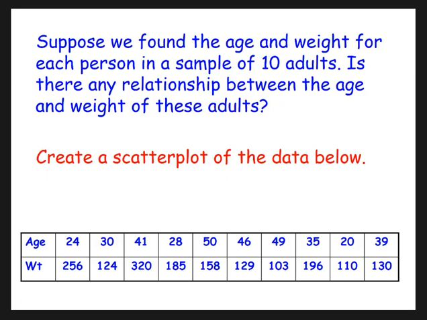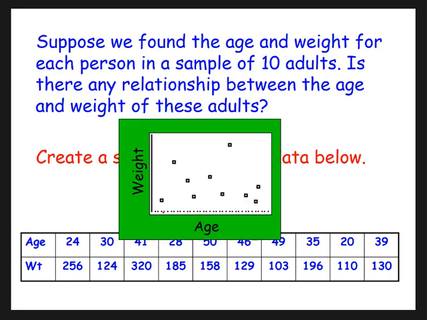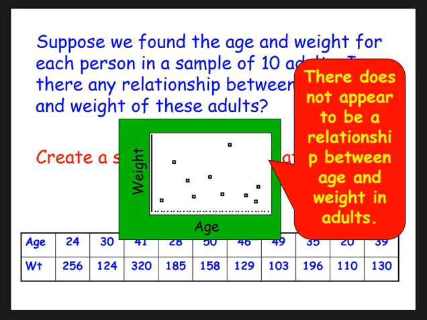So first, we're going to create a scatter plot. So we put the age along the bottom axis down here and the weight along the side. So this one here is the youngest and also one of the lightest people in our study. Up here, however, this is one of the oldest and the lightest person. There does not really appear to be a relationship between the age and the weights among these adults. These appear to be scattered all over the graph.